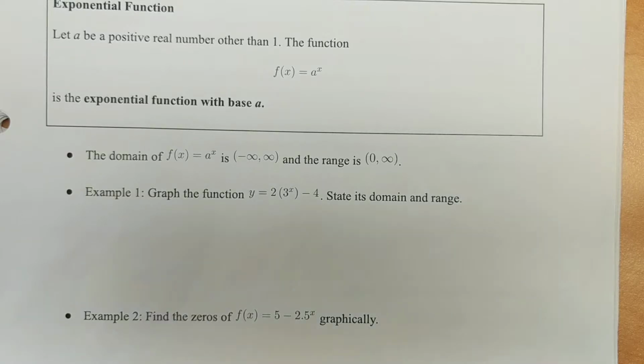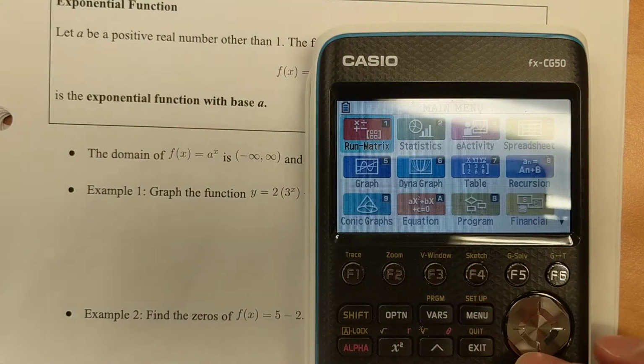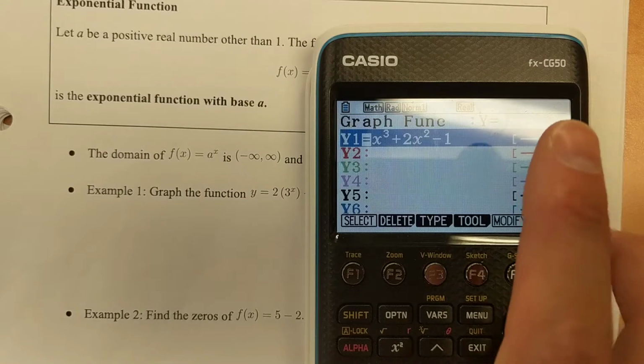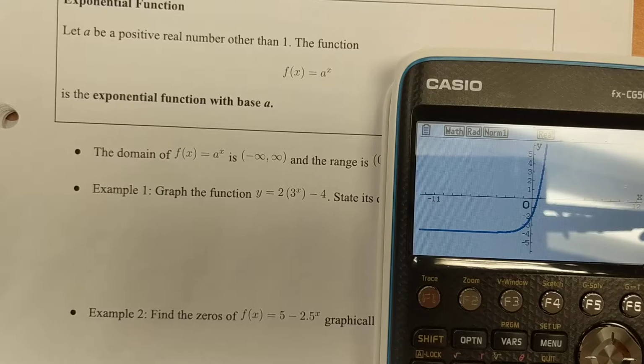All right, so example 1 here, graph the function and state its domain and range. So I'm just going to let the calculator do the graph. Hopefully it'll show up here. Oh, there it goes. All right, so we'll go down to graph, and the equation is 2 quantity 3 to the x, closed quantity minus 4. Draw. Yep. So there's your function. It's that lovely little spiky line there.